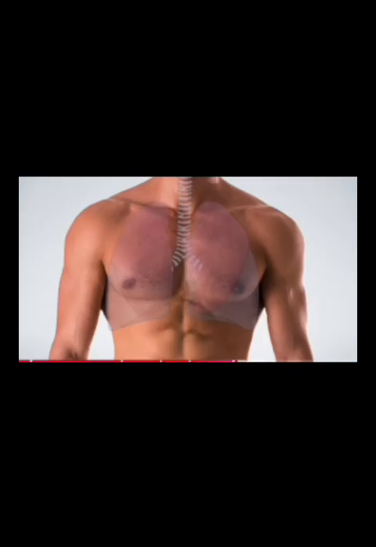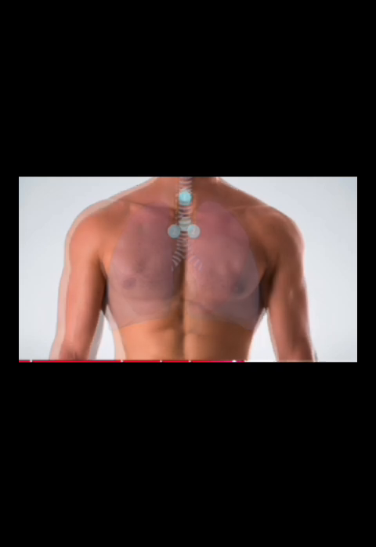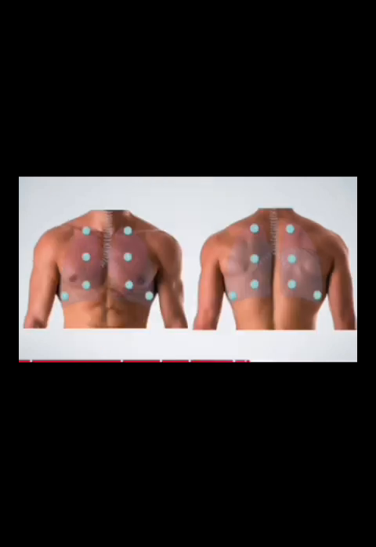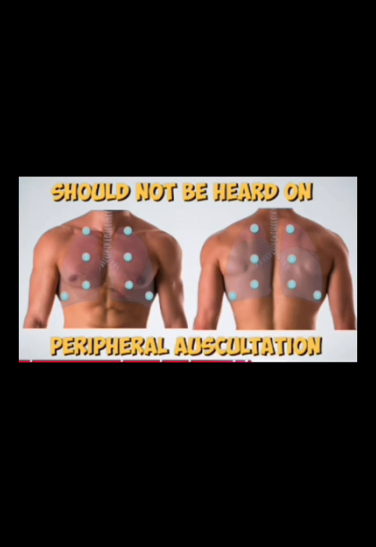A similar sound can be heard when listening over the trachea in the neck, and they may be heard over the sternal edge at the second intercostal spaces. Posteriorly, bronchial breath sounds can be heard by auscultating over the vertebrae C7 to T3. Bronchial breath sounds should not be heard on peripheral auscultation.